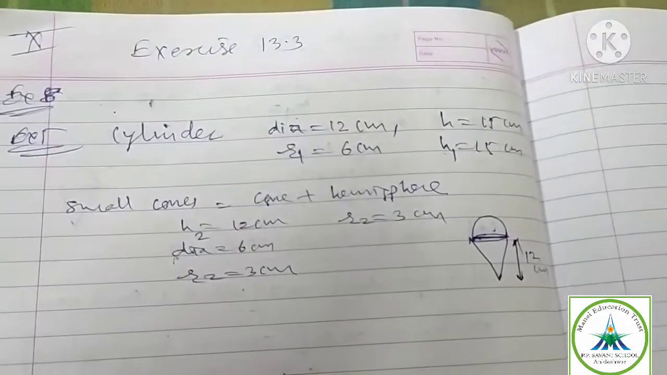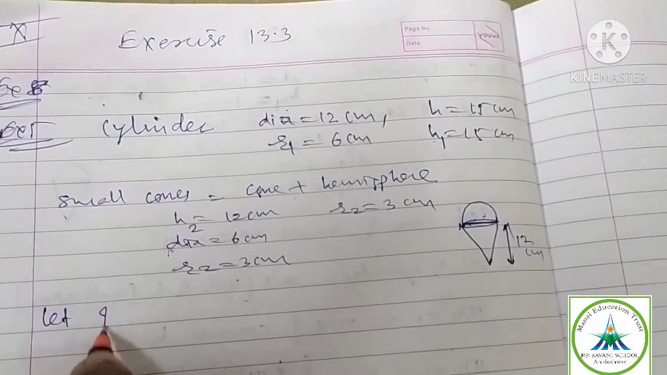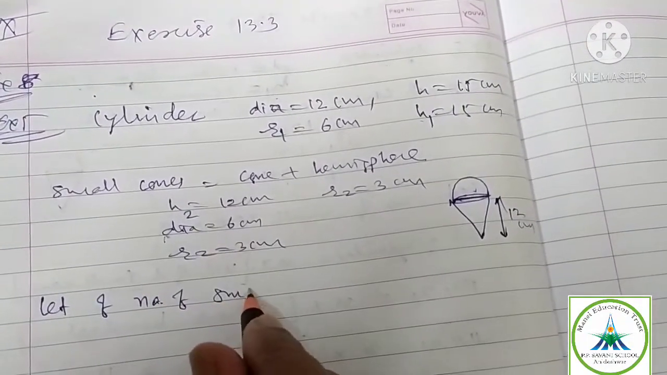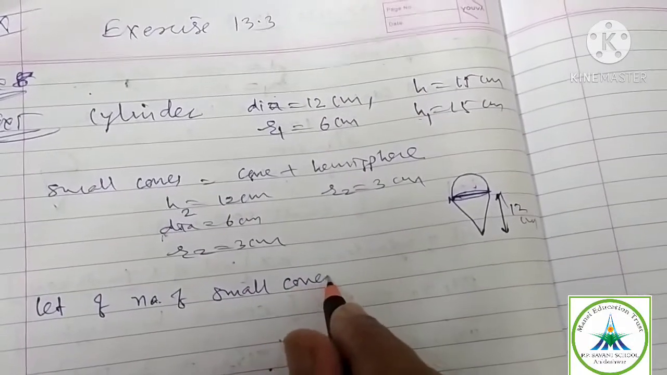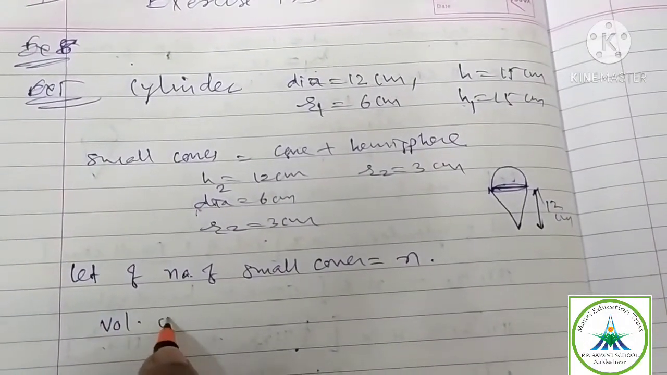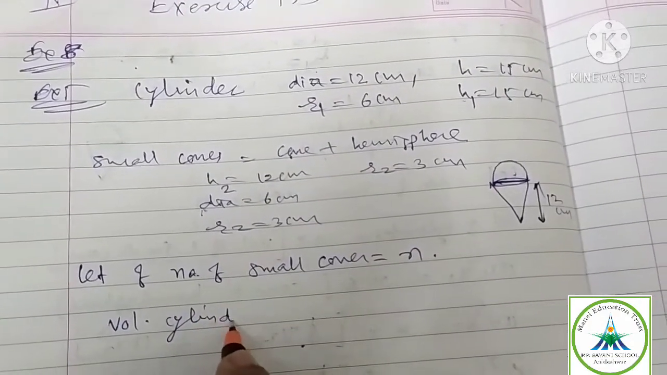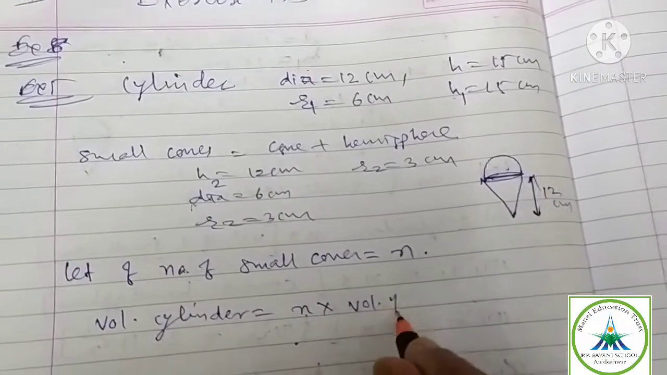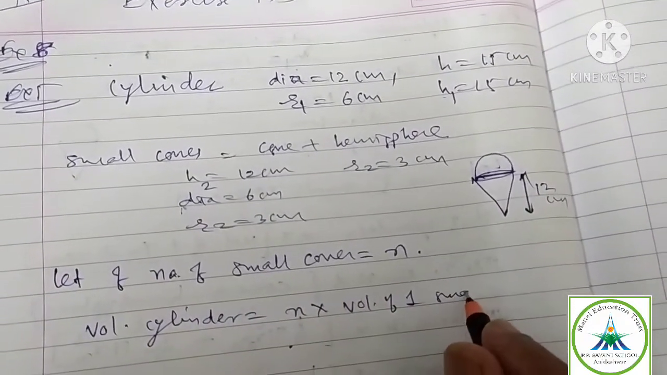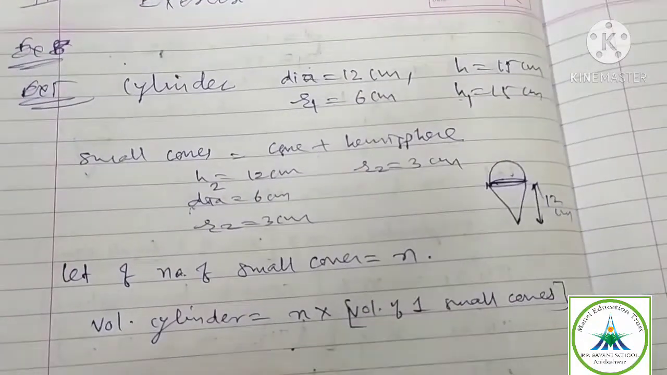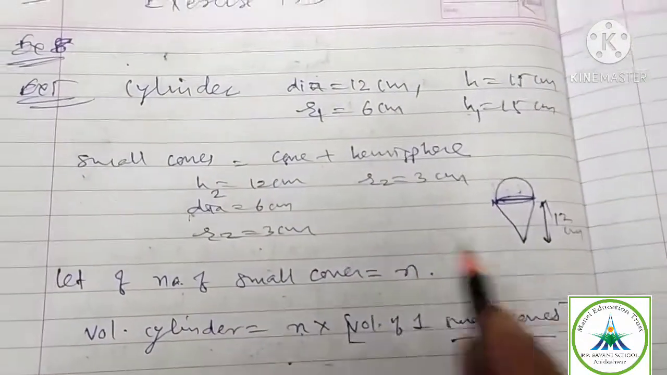Let us take number of small cones equal to n. Therefore the volume of ice cream in the cylinder will be equal to n times the volume of small cones. Got it students? Volume of n times volume of one small cone, and one small cone contains cone plus hemisphere. So we will write it clearly in the steps.